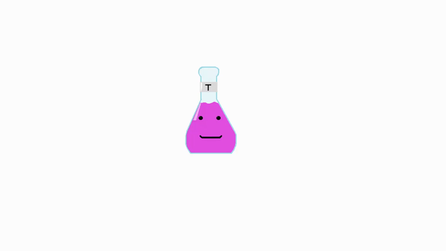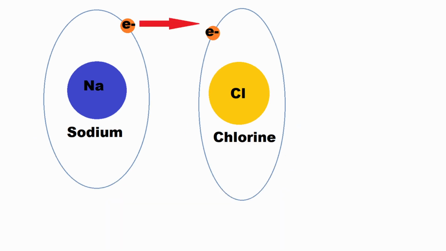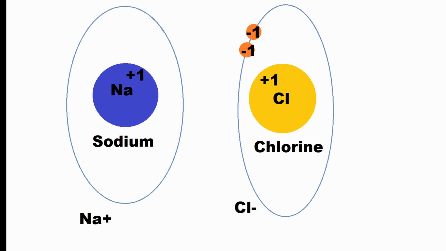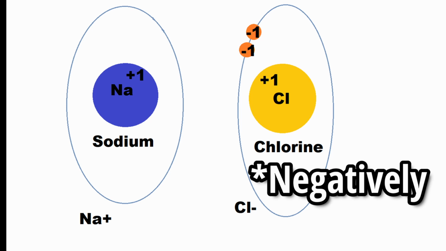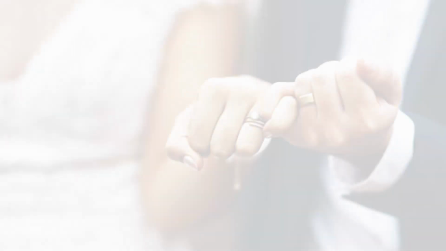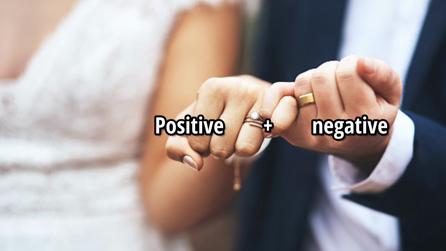Not all atoms are neutral. When a sodium atom meets a chloride atom, the sodium atom gives 1 of its electrons to the chloride atom. Sodium was neutral, gives 1 negative particle to chloride and becomes positively charged. Chloride, which was neutral, picks up the negative particle and becomes positively charged. From then on, they are called ions. Cations are positive, anions are negative. And as if it were a wedding ring, they will stay together because positive and negative attract each other.